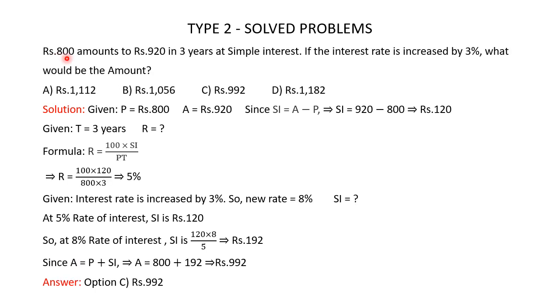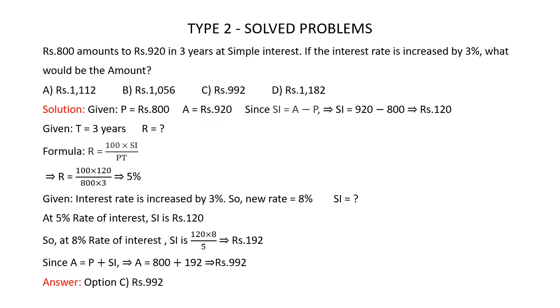Rupees 800 amounts to rupees 920 in 3 years at simple interest. If the interest rate is increased by 3%, what would be the amount? Here you are given 4 options and you have to find out which of these options is the correct one. Now it's given that the principal is rupees 800 and it amounts to rupees 920 in 3 years. So amount is rupees 920 and time is 3 years.